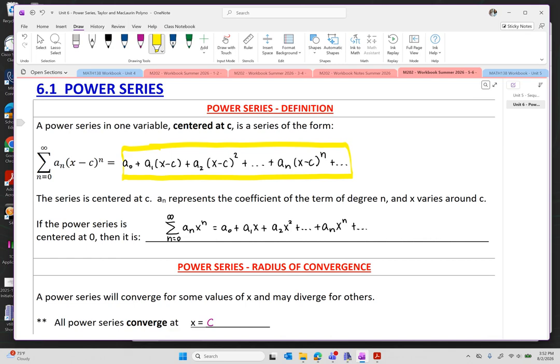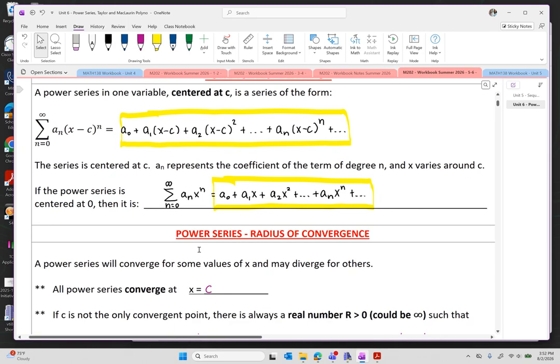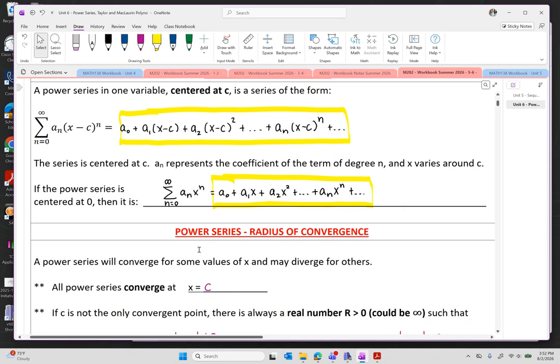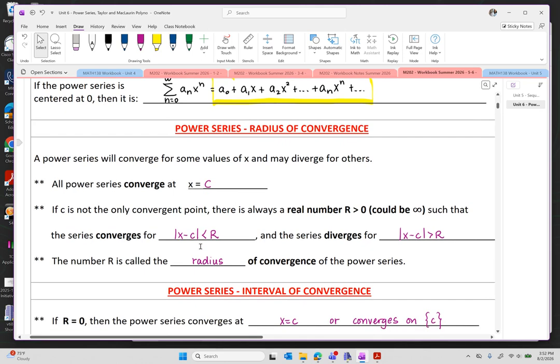If the series is centered at 0, then it will be the sum from n equals 0 to infinity of a sub n times x to the n. And a power series will converge for some values of x. It will definitely converge when x is equal to c, because then we are just adding zeros, and that is a real value, the sum of zeros.